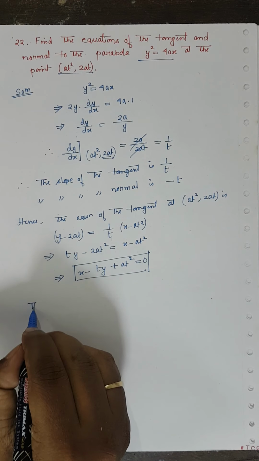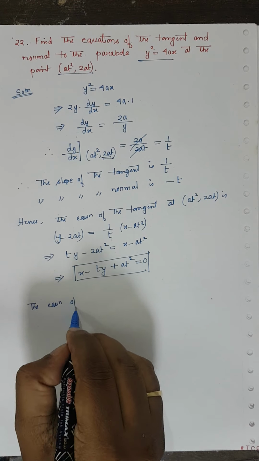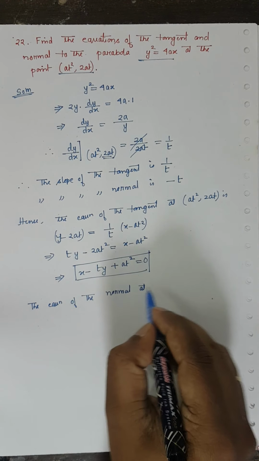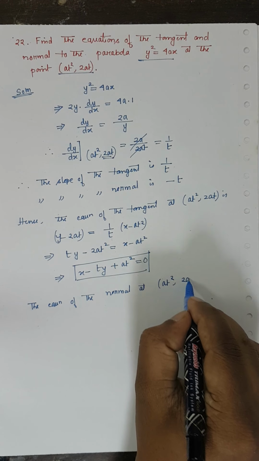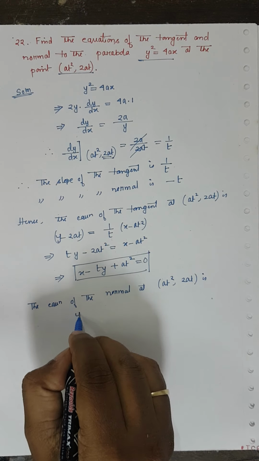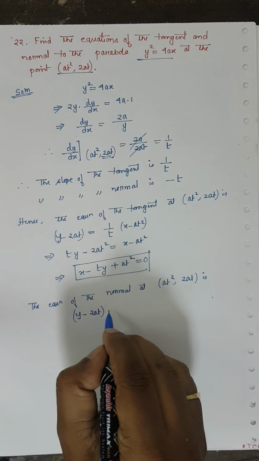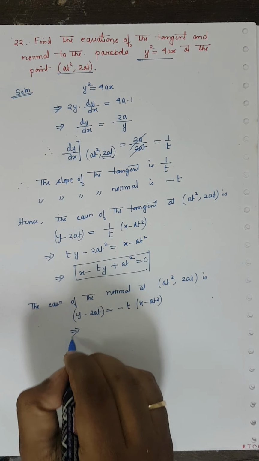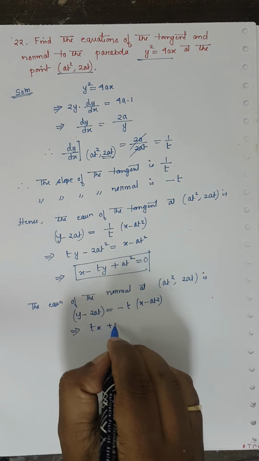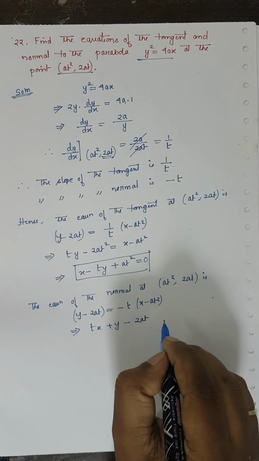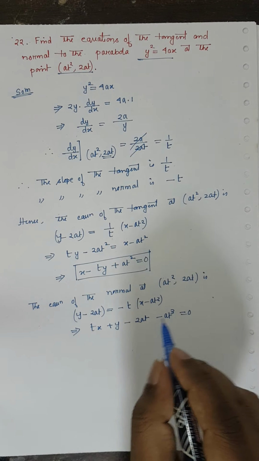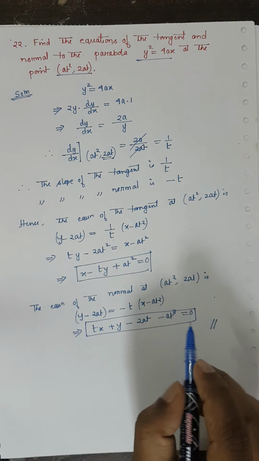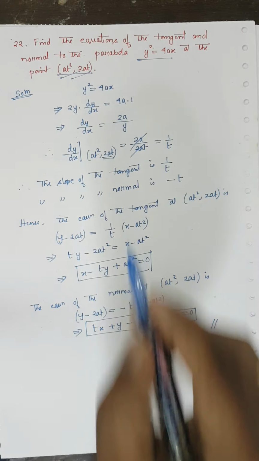tangent. And the equation of the normal at the point at square comma 2at is given by y minus 2at equal to minus t into x minus at square. So if we simplify it, I'll get tx plus y minus 2at minus at cube is equal to 0. This is the required equation of tangent and normal to the parabola at the parametric point at square comma 2at.